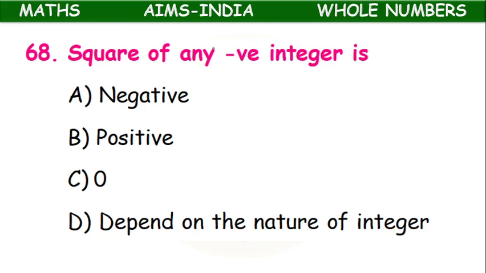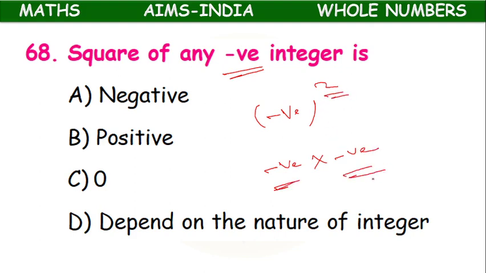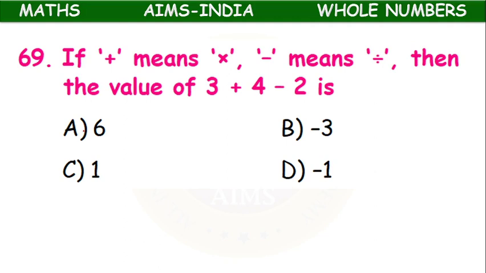Next, the square of any negative integer is whole square, means negative integer into negative integer. Square means multiplying the same integer 2 times. If a negative integer is multiplied an even number of times, minus into minus is positive. The answer will be positive. B option. Next.